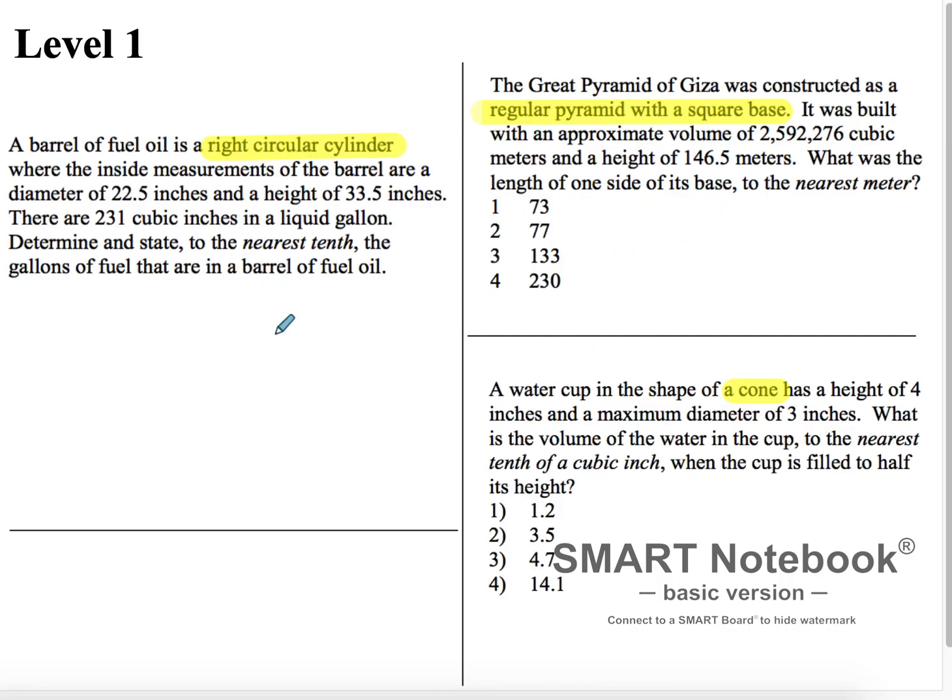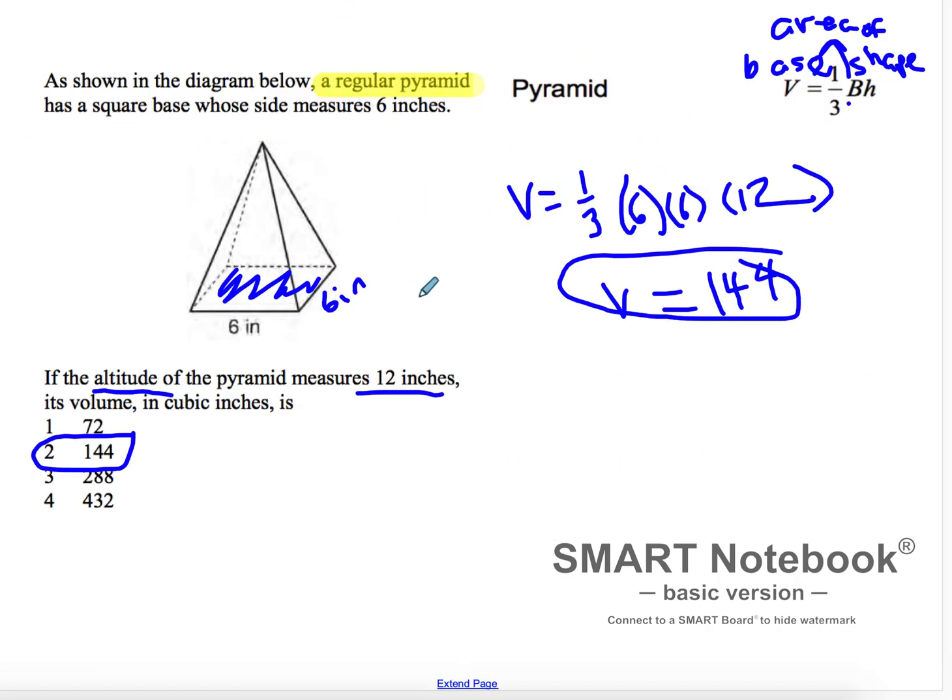So you guys got 3 of them to do on your own. They're all level 1s. They shouldn't be too difficult. Shouldn't take you very long. And if you follow this method, you should be all right.